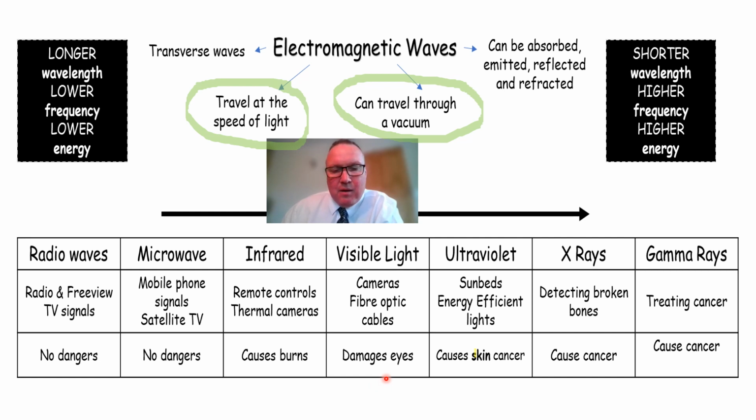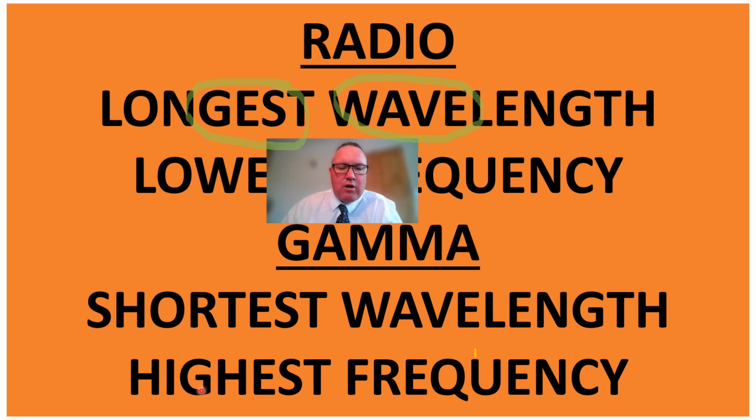Visible light is only dangerous to your eyes. Now, ultraviolet, X-rays, and gamma rays are ionizing. They can ionize your DNA and could cause cancer. Because ultraviolet cannot penetrate deep through the cells of your body, it can only damage the skin cells, and so ultraviolet electromagnetic radiation can cause skin cancer. X-rays and gamma rays can cause cancer in your body. So remember, you're learning these in order from the longest to the shortest wavelength and from the lowest to the highest frequency.